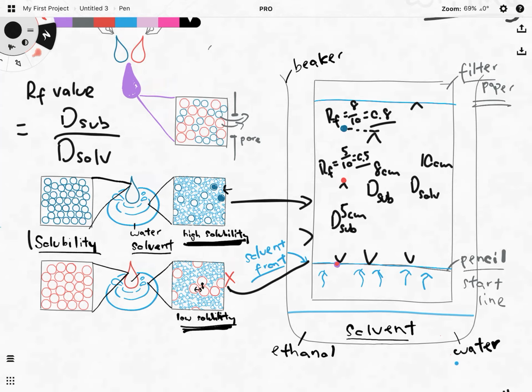Okay, so this is what RF value is for. RF value gives you an indication of how soluble a particular substance is. And the RF value of a particular substance doesn't change regardless of whether you carry out the same experiment over and over again. It won't change if you keep the conditions the same. So this is one way I can tell what kind of substance it is, by comparing it to already known RF values that people have calculated before.